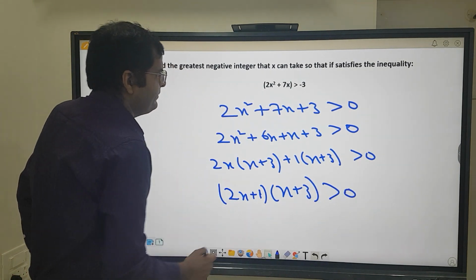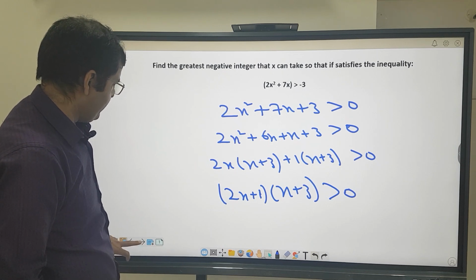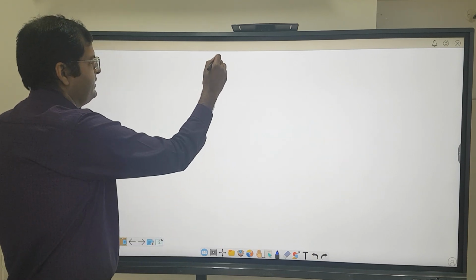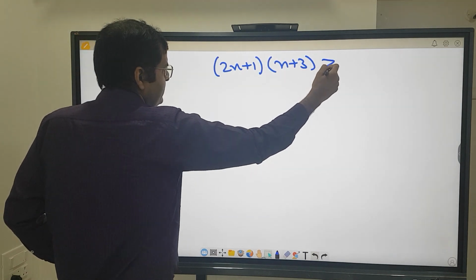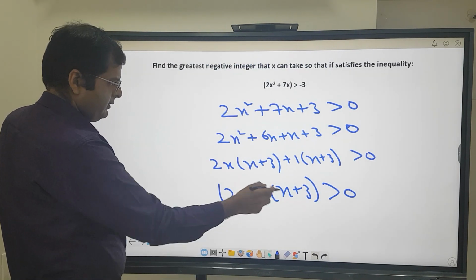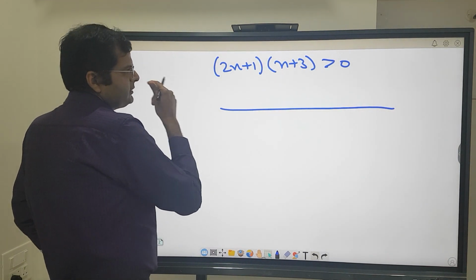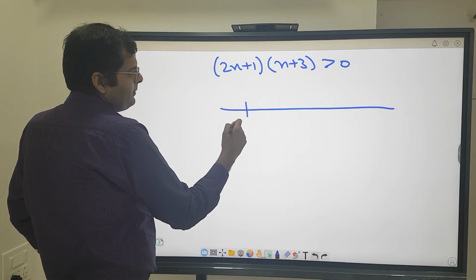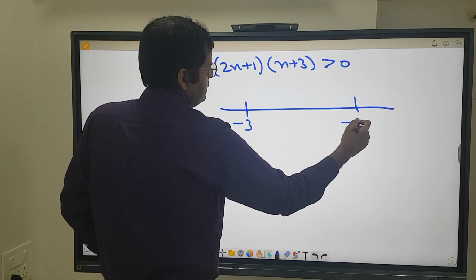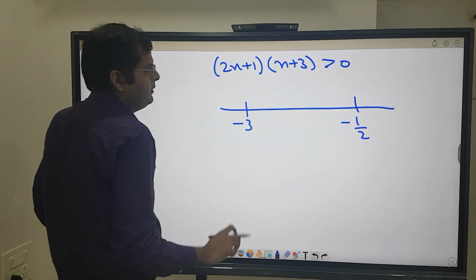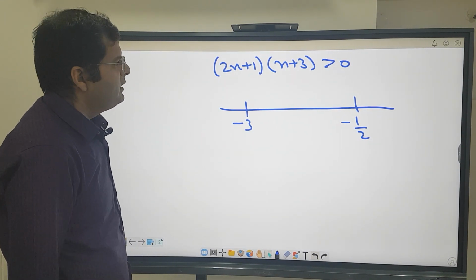This is the inequality. We have to find the greatest negative integer of x. So I'll write it on the next screen. It is 2x plus 1 times x plus 3 is greater than 0. Now we will plot the critical points of this inequality. If x equals minus 3, this becomes 0. And if x equals minus 1 by 2, then also it becomes 0. So these are the values for which it becomes 0, so these are the critical points.